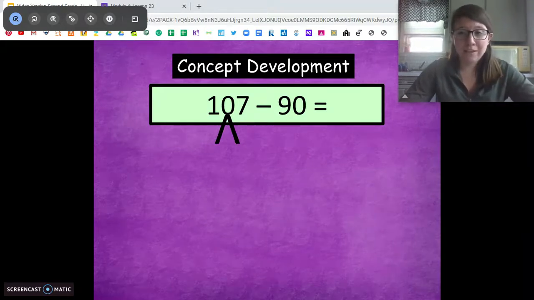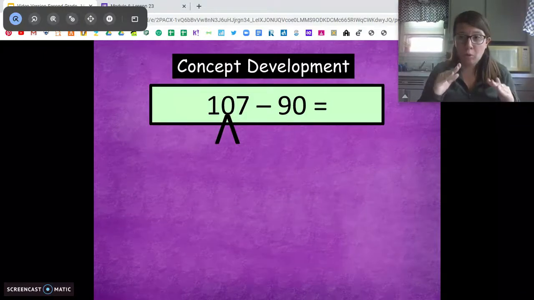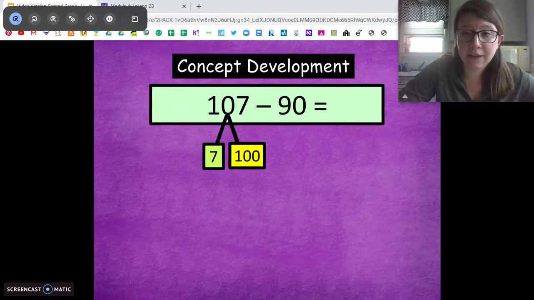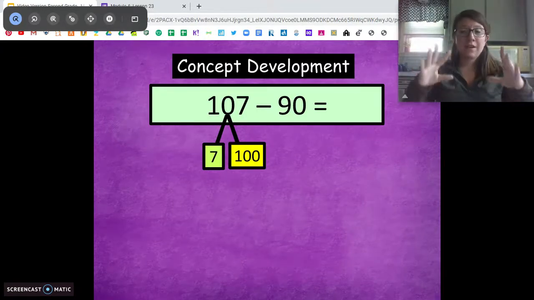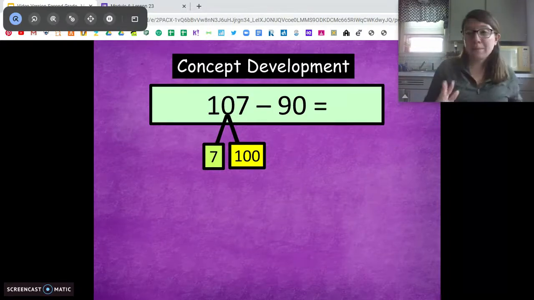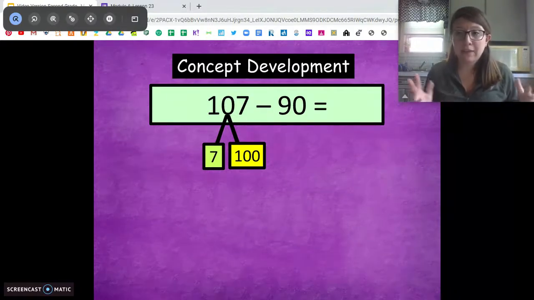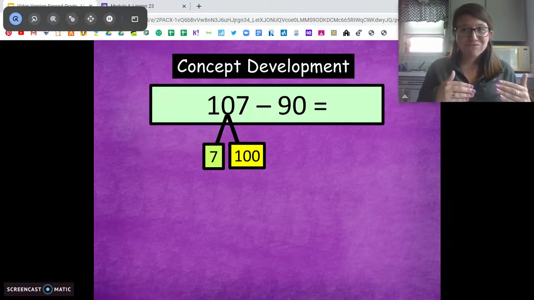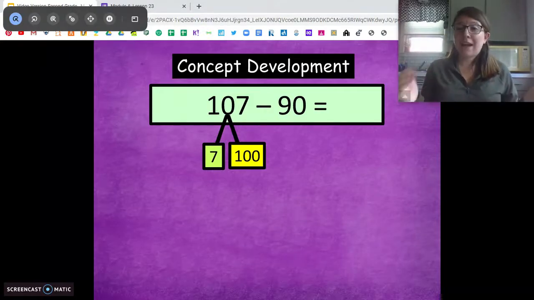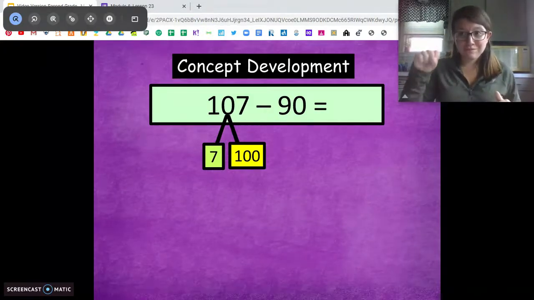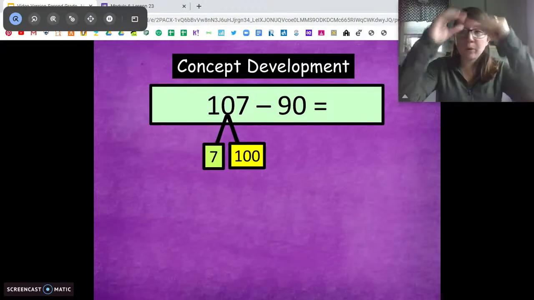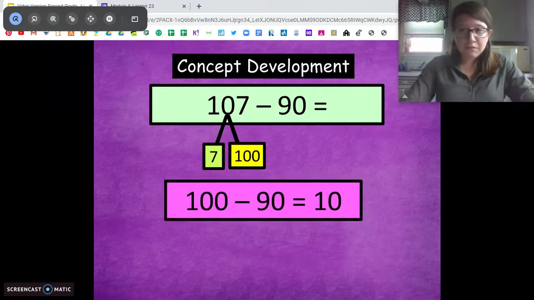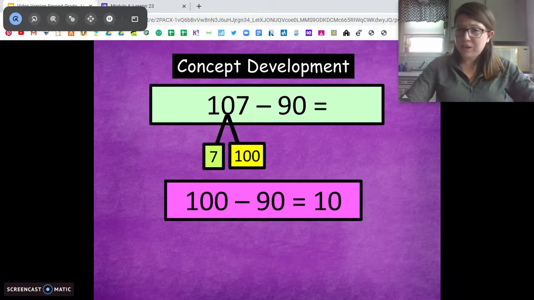Okay, so when we subtract this way with our number bonds, we're going to break apart the whole. And we're going to break it apart into its parts. So we're going to break 107 apart into 100 and 7. Now from there, we're going to do the same thing we did in our warm-up today by subtracting the number that we can. Now, so can we subtract 90 from 7? No, right? But can we subtract 90 from 100? Yeah, right? So our next step, now that we broke down our big whole, we're going to take it into parts. We're going to subtract 100 minus 90. That's an easy fact for us to solve. We got 10. We know that.